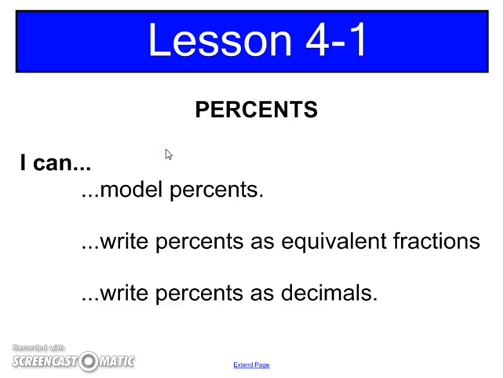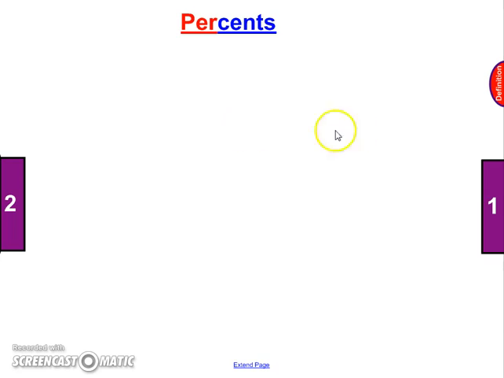All right, ladies and gentlemen, lesson 4, well, chapter 4 in general, we're going to be reviewing our key components to percentages. In chapter 4.1, we're going to hit some of the basics: modeling percentages, writing percents as equivalent fractions, and then also writing percentages as decimals. So let's start with some of the basics.